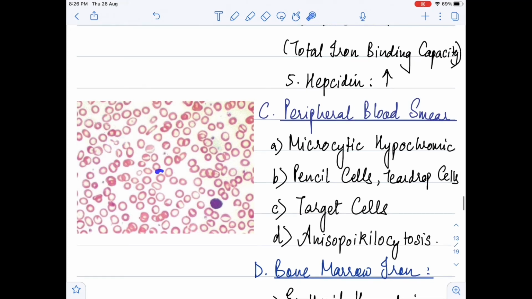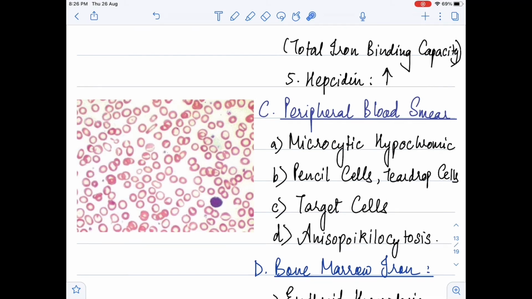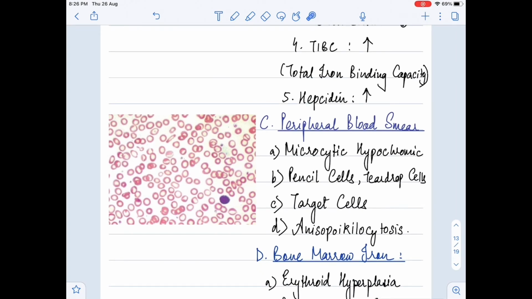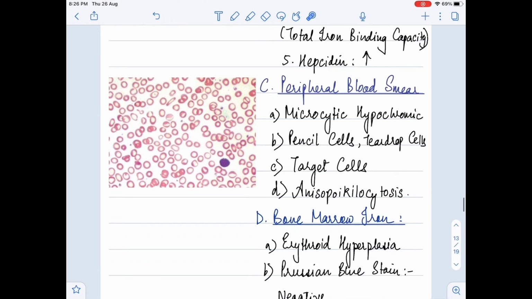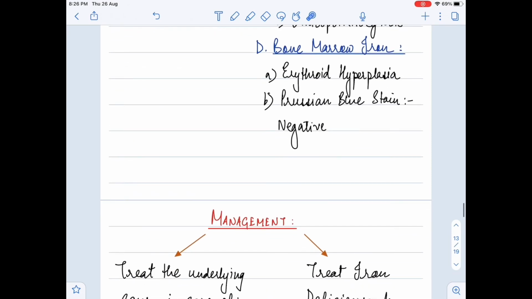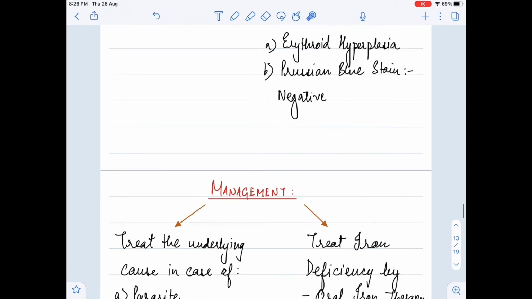The target cells which look like a target of an archery, while anisopoikilocytosis is a feature of severe iron deficiency anemia, wherein the cell sizes are different in a blood. We must remember that in case of iron depletion, there may be normocytic normochromic anemia initially. For bone marrow iron studies, we may find erythroid hyperplasia, and the Prussian blue stain may be negative, as it may not show any iron stores present.